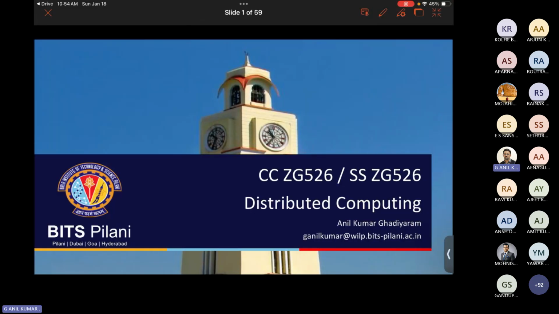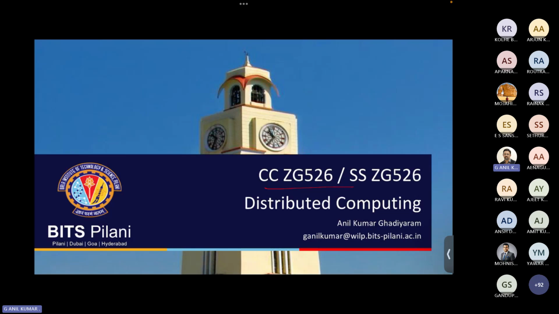As said, the course code is ZZ526. This is the course code of this course, Distributed Computing. My name is Anil Kumar Gadiyaram, and this is my mail ID where you can reach me. Generally, I try to respond within 24 hours at most, though there might be a delay if anything goes wrong. You can also ping me in Teams for anything that comes up. I'll be available throughout the semester to be in contact with you for any critical issues.